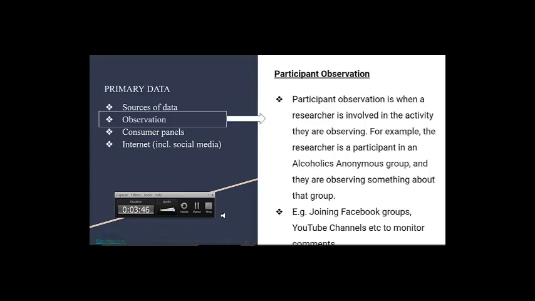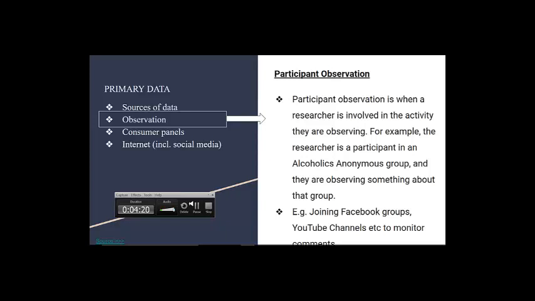Participant observation is when a researcher is involved in the activity they are observing. For example, the researcher is a participant in an Alcoholics Anonymous group. Let's just take this as an example. And they are observing something about that group. So in digital marketing, a good example is joining a Facebook group that is built around a particular niche and following the conversations that people are making and participating in these conversations in order to understand a phenomenon that is being investigated. So at this point, you are joining that Facebook group as a participant.